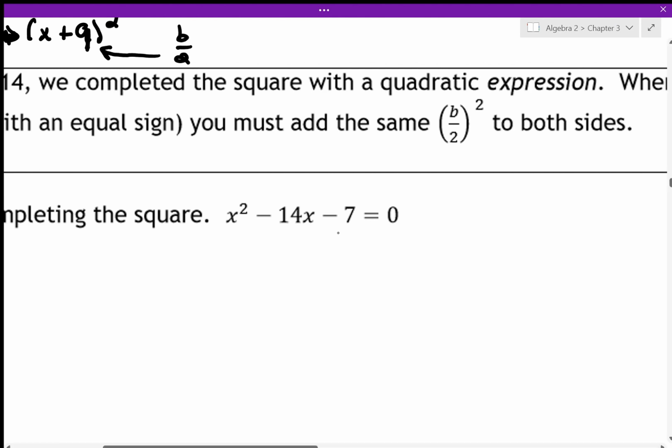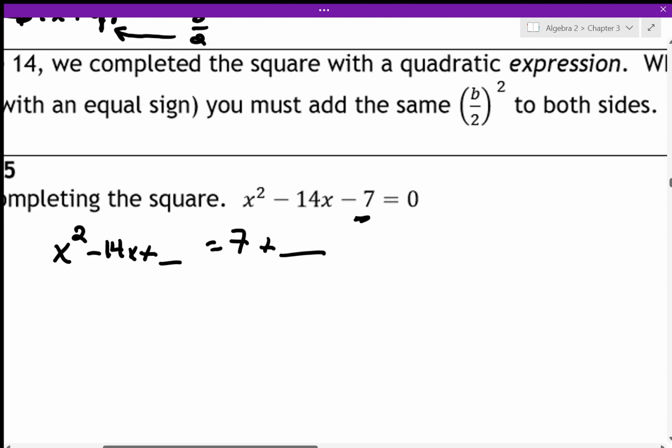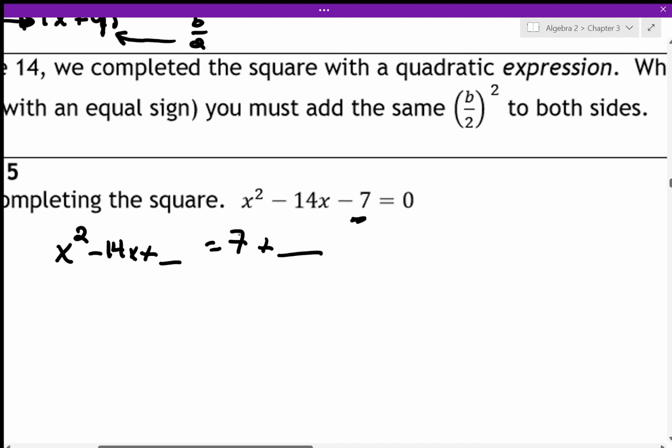So right here for starters, I'm going to add the 7 over, and I'm going to have x squared minus 14x equals 7. I left a little bit of a blank there because I'm going to put my blanks there. Now the left side, I'm going to treat just like what I did above, but I still have to have my equal sign, and then my 7 and my blank on the right. So I've got a blank on the left because I'm adding something. I've got to add the same thing on the right side to keep my equation balanced.